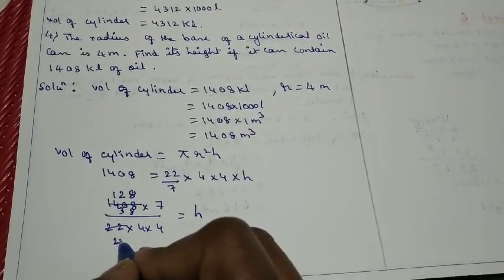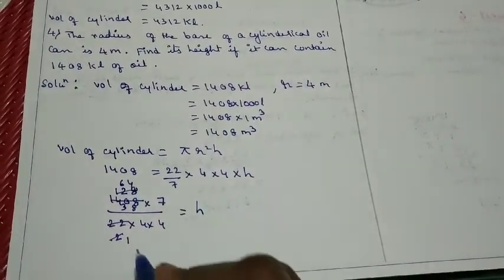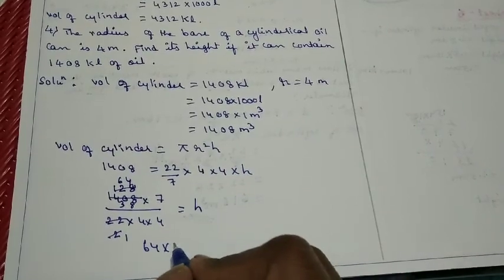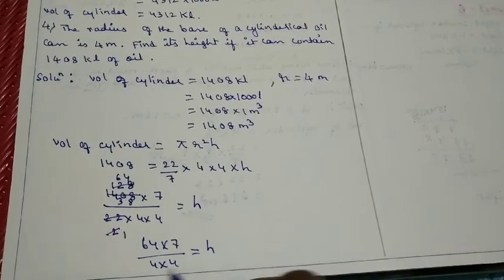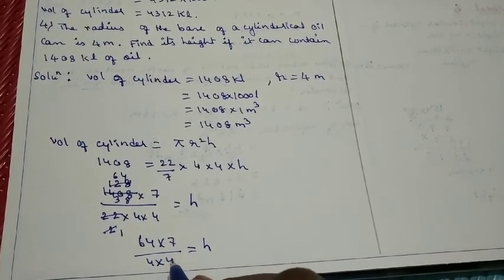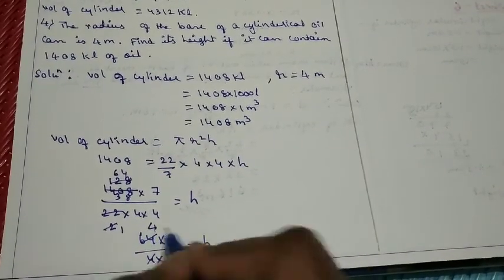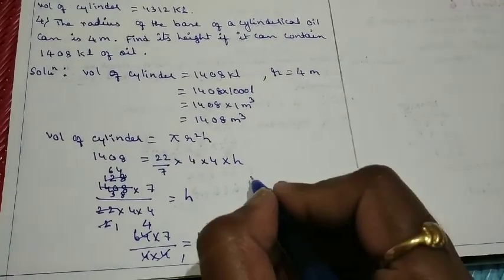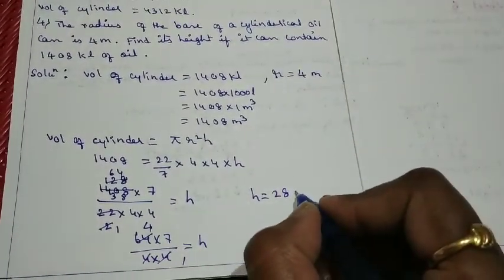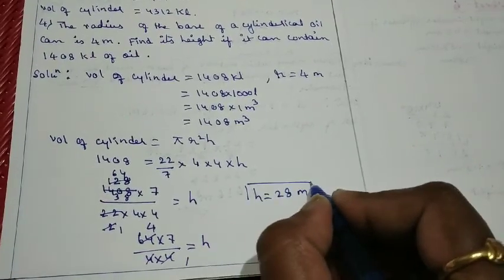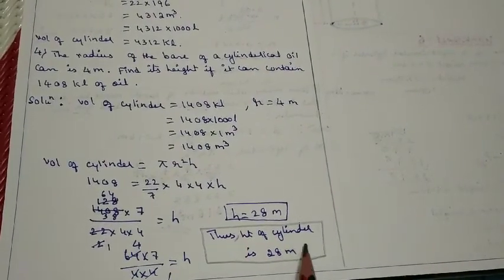Then I'll go with the 2 table first. 2 1s are 2, 2 6s are 12, 2 4s are 8. So we'll get 64 into 7 divided by 4 into 4 equals h. We know that 4 4s are 16. So 16 1s are 16, 16 4s are 64. Then 7 4s are 28, so h equals 28 and the unit is meter. So we got the height of the cylinder equal to 28 meter. Put in the end statement: thus the height of the cylinder is 28 meters.